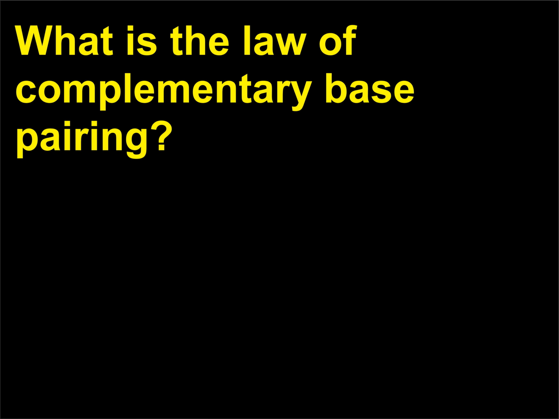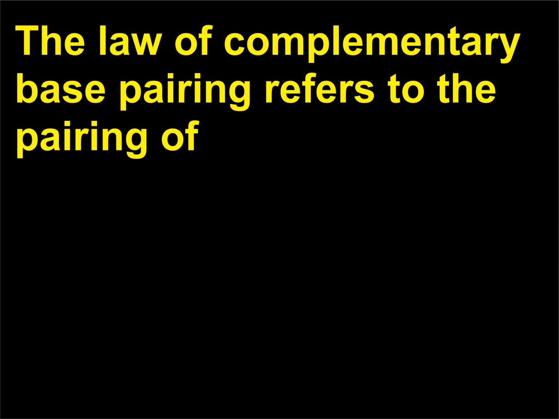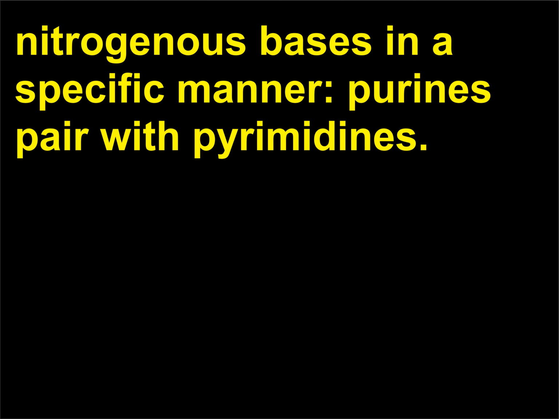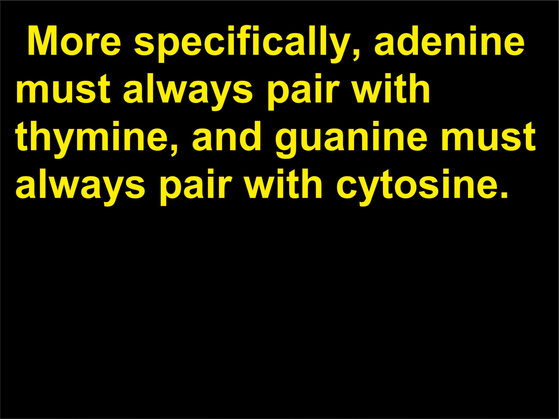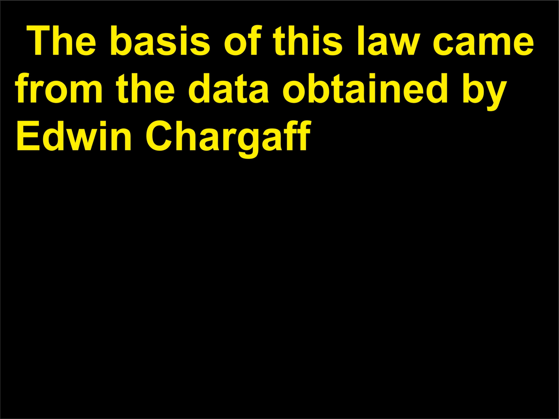What is the law of complementary base pairing? The law of complementary base pairing refers to the pairing of nitrogenous bases in a specific manner. Purines pair with pyrimidines. More specifically, adenine must always pair with thymine, and guanine must always pair with cytosine. The basis of this law came from the data obtained by Edwin Chargaff, 1905 to 2002, and is known as Chargaff's law, or rule.